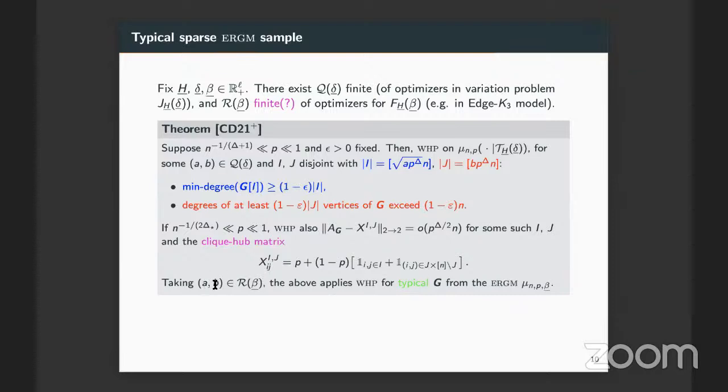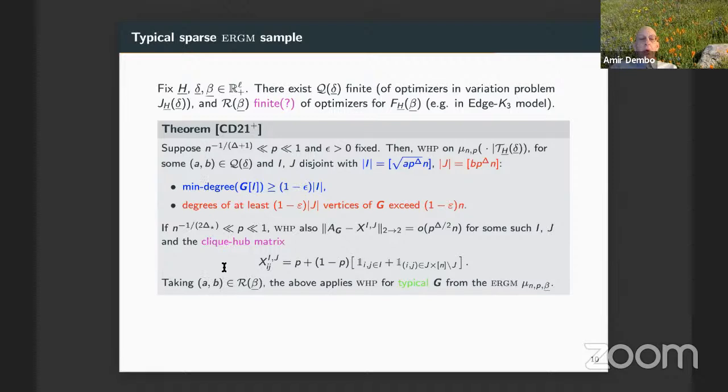Now, if you change a and b in this story, these parameters a and b, from the set of optimizers for the conditioned problem to the set of optimizers for the free energy, you get exactly the same conclusion, but now with high probability for a typical sample from your exponential random graph. So what was conditional here, there is no more conditioning, it becomes typical. So this really explains the structure I was aiming at in the beginning of the talk.